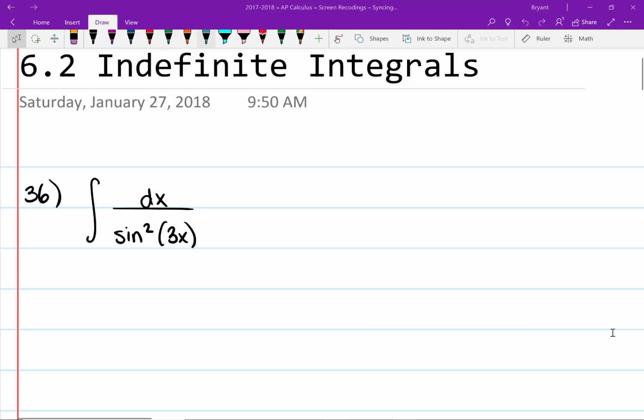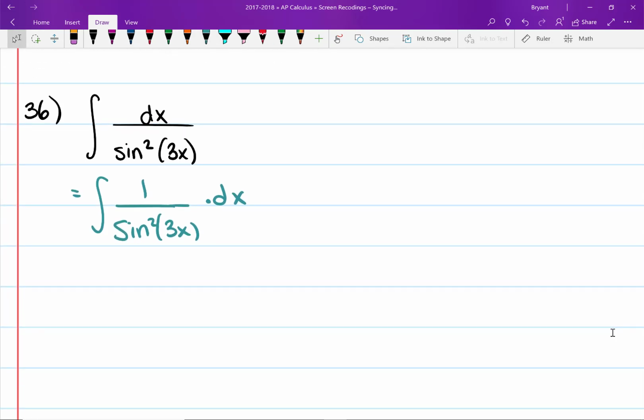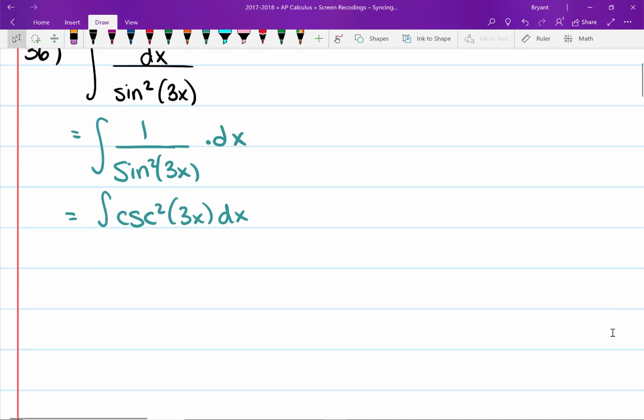So for this problem, I really do recommend to rewrite this. I always recommend to write it 1 over sine squared of 3x times dx. I like to get the dx off to the side. And we know 1 over sine is cosecant. So this is going to be the integral of cosecant squared of 3x dx. And now we're going to implement our u sub.